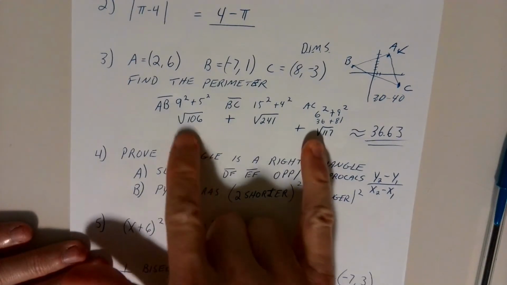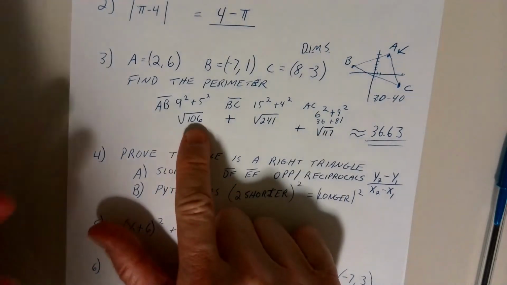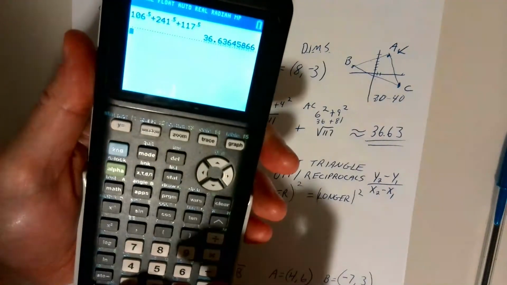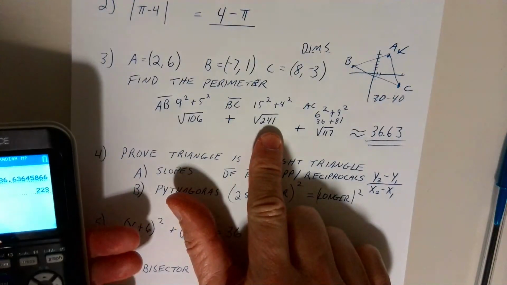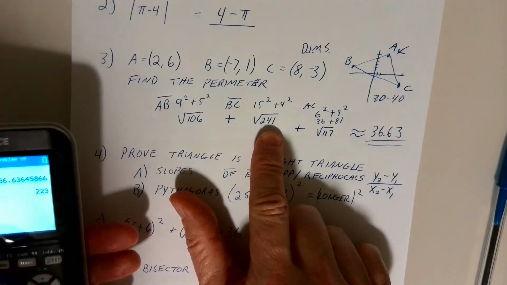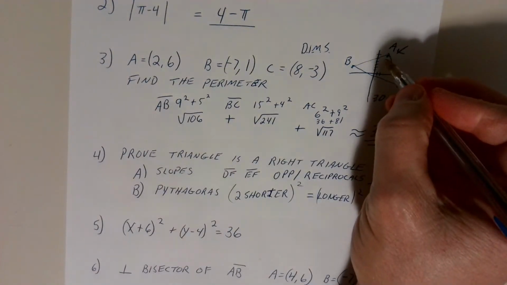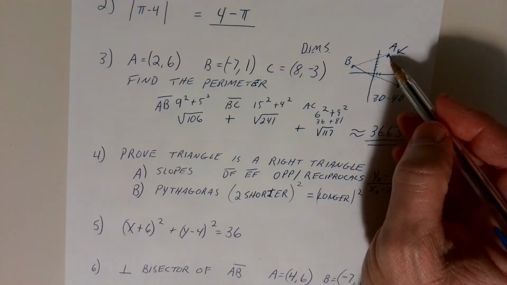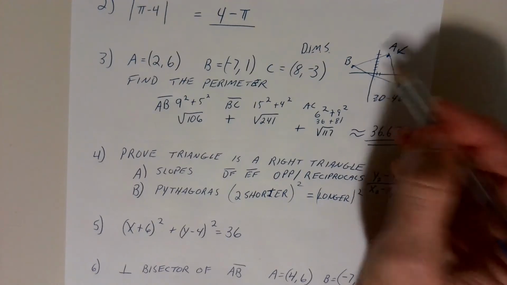So if we look really close on this one, you can see that this is 106 and 117. If I square the square root of 106, that's 106. And on my handy dandy calculator here, I can do 106 plus 117, and I get 223. And you can see that that's really close to 241, but it's not 241. So that means that this triangle, this angle right up here, is not a right angle. You'd also know that from the slopes right here. If we check the slopes for them, let's go ahead and do that.